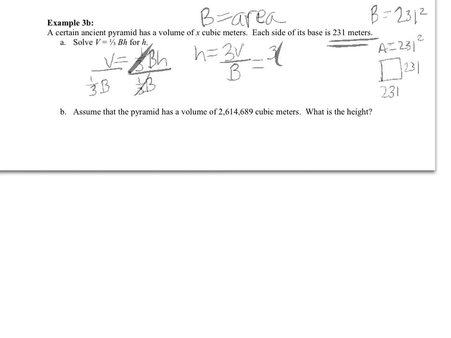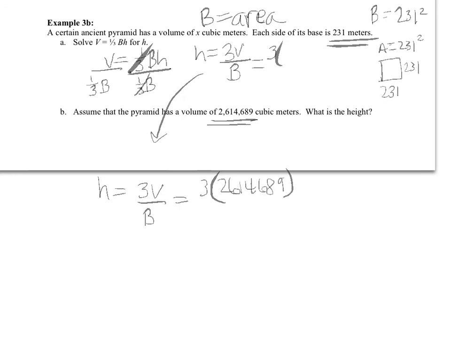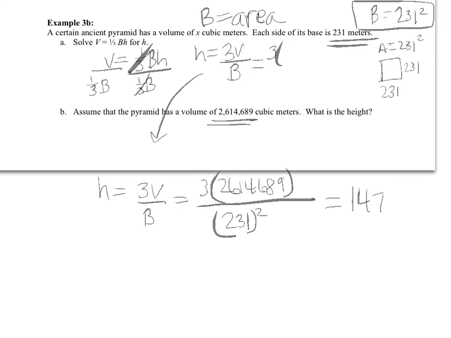And they gave us the volume here in part B. The pyramid has a volume of 2,614,689 cubic meters. I'm going to move this down so we have more room. So h equals 3V over B. 3 times the volume, 2,614,689 cubic meters, and B, which I said was up here, 231 squared. Make sure you square that 231 before you do your division, and you should get 147 meters for an answer. That's the height of the pyramid.